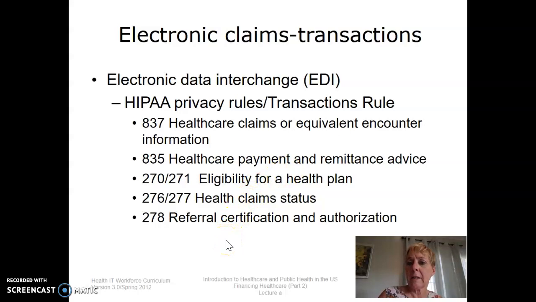On an electronic claim transaction, HIPAA has very clear privacy rules on what transactions have to do. So for example, the NC developed these standards. So an 837 is a healthcare claim or equivalent encounter information. Your remittance is an 835. Eligibilities are 270, 271s. These are just numbers that you might run across.